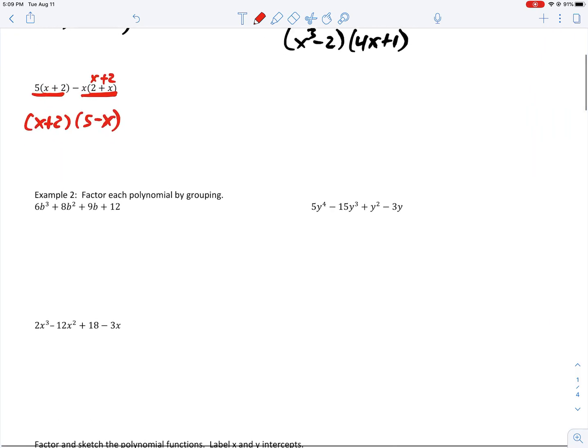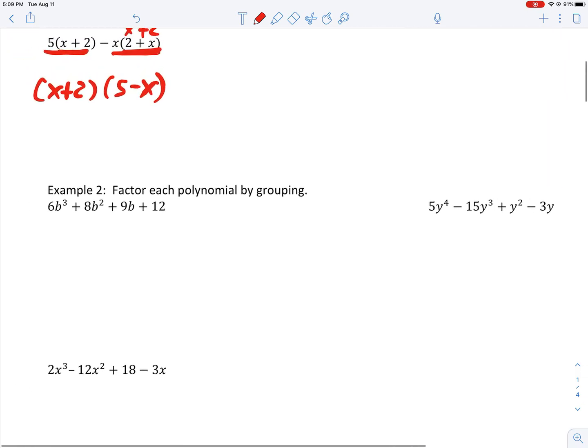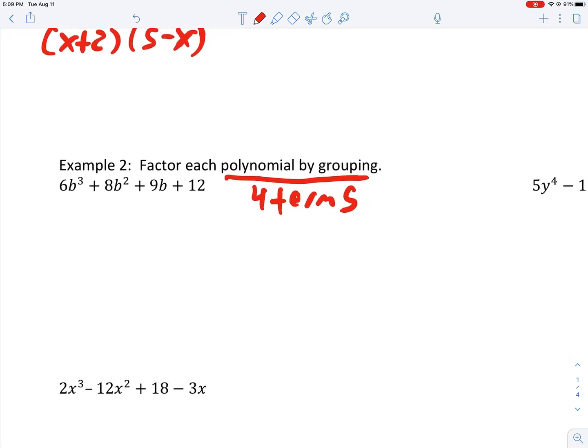So example 2, factoring by grouping. First off, how do I know I can try factoring by grouping? Because there are 4 terms. There has to be 4 terms, otherwise it's not going to work. So I'm going to group the first 2 and group the last 2. I'm going to make 2 groups. This is why it's called factoring by grouping. Then I'm going to take a GCF from the first 2 terms here. I can take out a 2 and a b squared, so what would be left would be 3b plus 4.